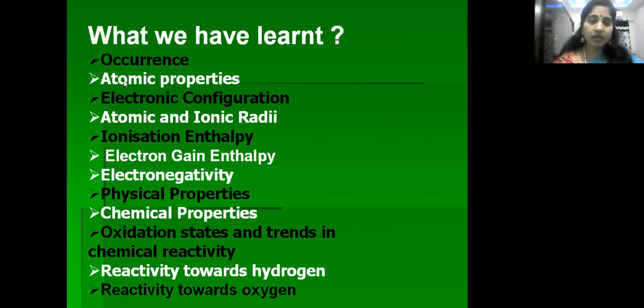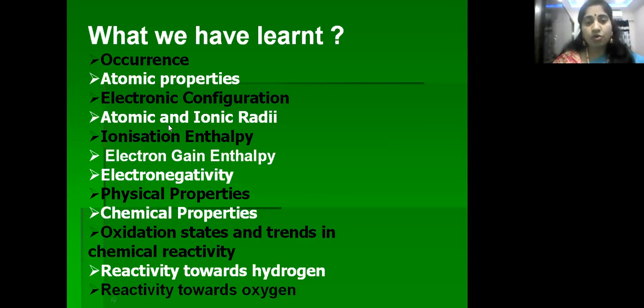Occurrence, we have seen the occurrence of 17 group elements and atomic properties. In that, electronic configuration is most important. What is the general electronic configuration of these 17 group elements? ns2 np5. So in the outer shell, how many electrons are present? 7 electrons are present in their outer shell. Only 1 electron shortage when compared with the noble gas configuration. That's why these are highly reactive non-metals. They gain 1 electron easily. So that's why these are highly reactive elements.